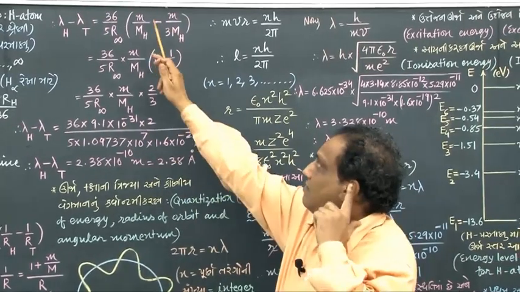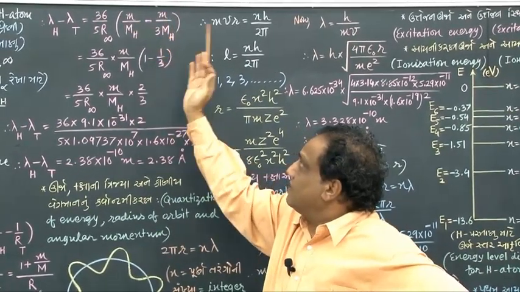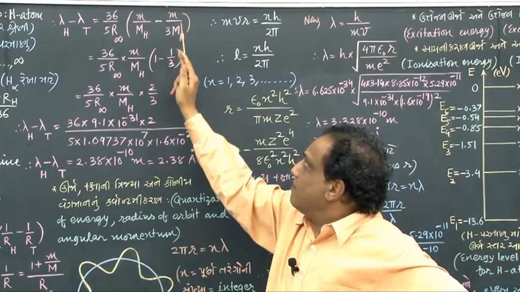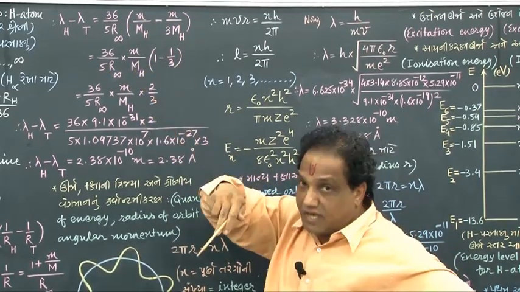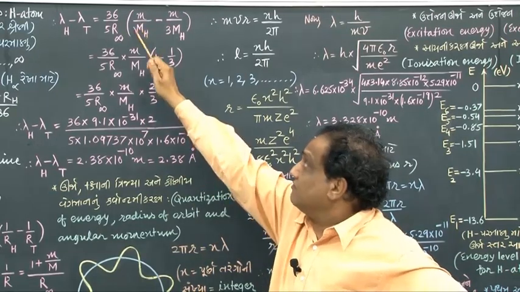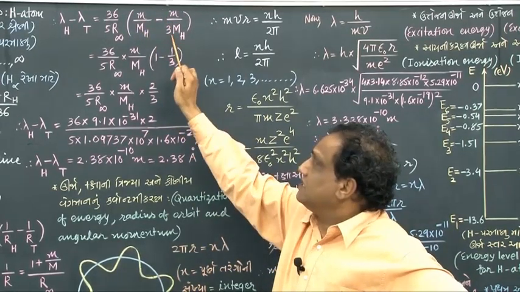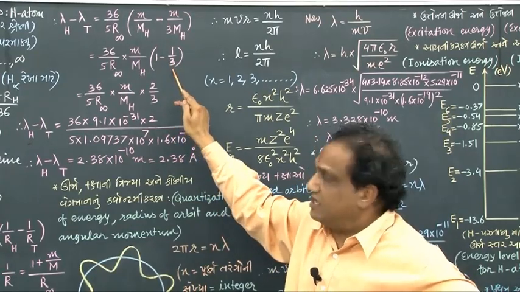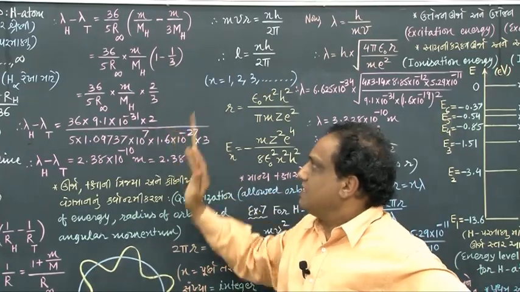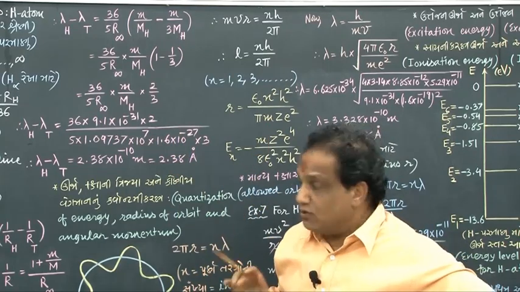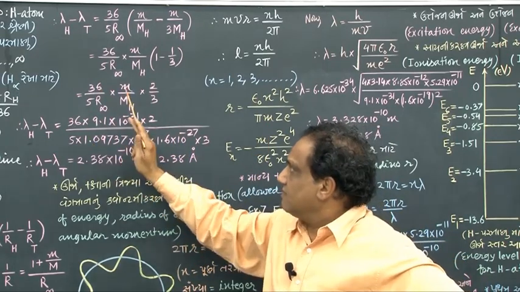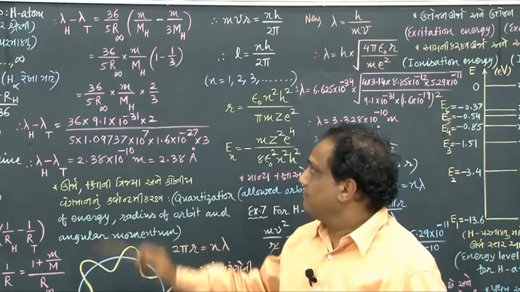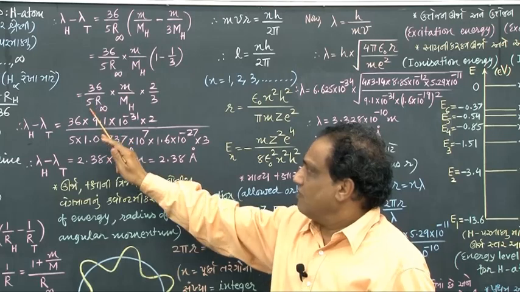Correct? And now tell me, m upon MH we can take common. So this part as it is, m upon MH taken common. Inside the bracket, left from here is 1 minus 1 by 3. 1 minus 1 by 3 means what? 2 by 3. So here I have written 2 by 3. Now just dictate me the respective values. 36 as it is, mass of 1 electron 9.1 into 10 raised to minus 31 kilogram. This 2 as it is, 5 as it is.